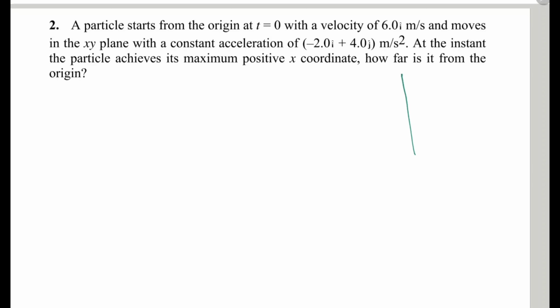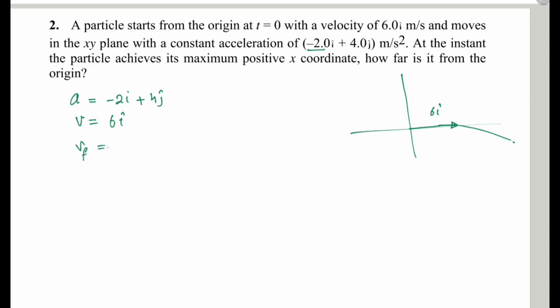Now here's the situation. We have a particle that moves with an initial velocity equal to 6i hat, moving in the xy plane like this one here. Now the acceleration is constant and a_x equals minus 2, a_y equals 4. Now the question is, how far is it from the origin for that particle? So a here equals minus 2i plus 4j hat, and v equals 6i hat.